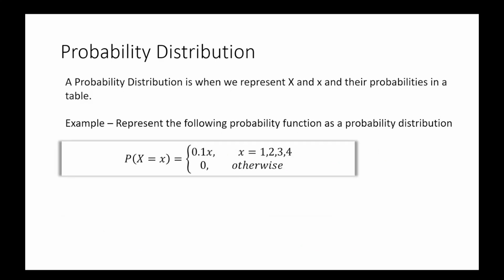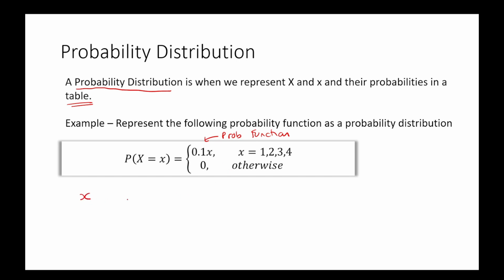Now let's have a look at a probability distribution. So in a probability distribution, this is where we represent X and their probabilities in the form of a table. So if we take the previous example, in which we've got our probability function here, then what we want to do is represent the values that X could be and their respective probabilities.